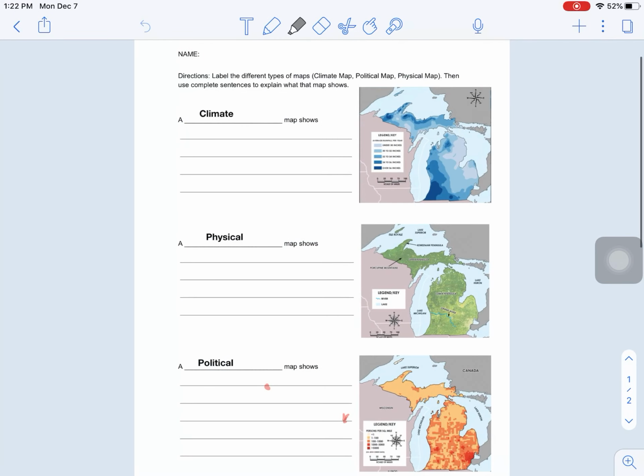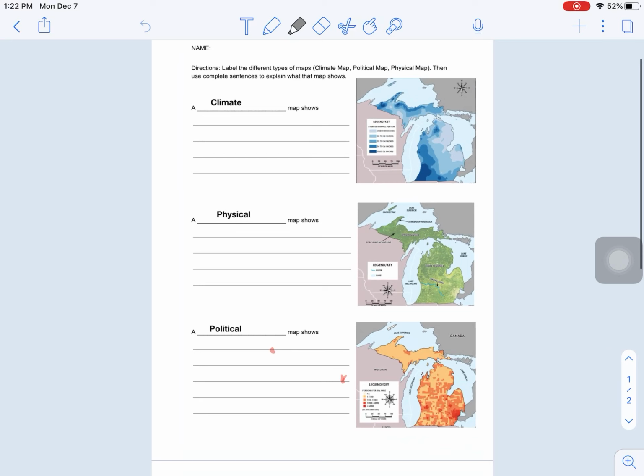I also, in a previous lesson, talked about these different types of maps here. Our first one, we have a climate map. We also have a physical map, and our next right here. And our bottom one, we have a political map. This will also be on your quiz tomorrow, so you're going to want to make sure you know the difference between a climate map, a physical map, and a political map.